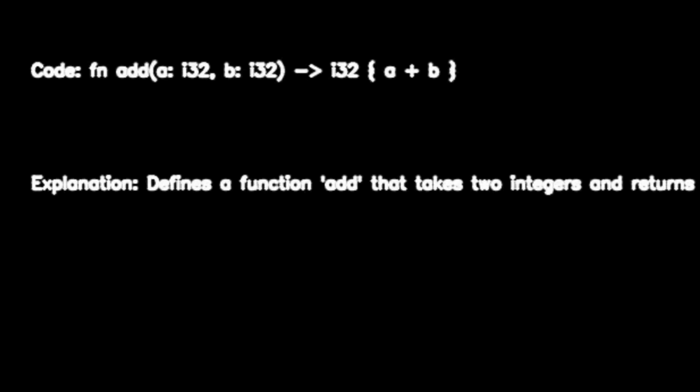Code. fn add(a: i32, b: i32) -> i32 { a + b }. Explanation. Defines a function add that takes two integers and returns their sum. Code. let mut z = 10. Explanation. Declares a mutable variable z and initializes it with the value 10.